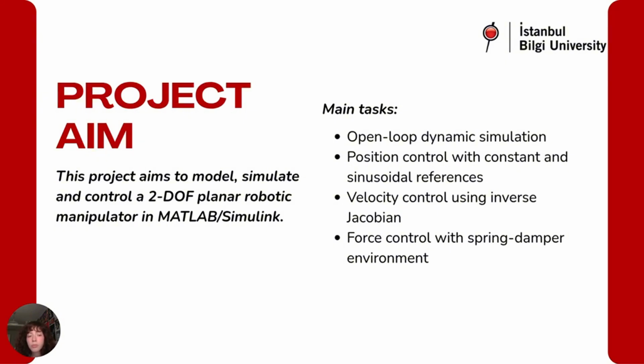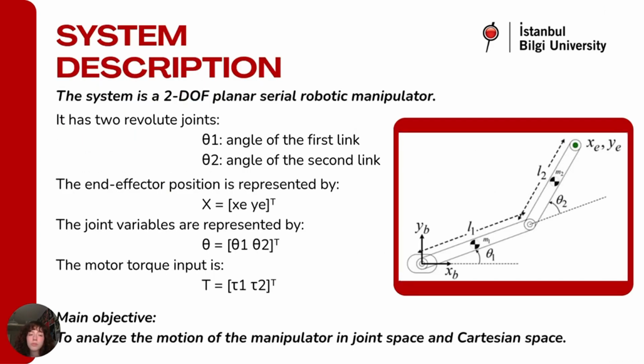In the whole project, we study different control cases, but my part focuses on the first step, observing the robot's motion without any controller. This slide shows the system we are working on. The robot has two revolute joints, so its motion is described by theta 1 and theta 2. At the end of the robot, we observe the end effector position as xe and ye. So in this project, we look at the robot both in joint space and Cartesian space.